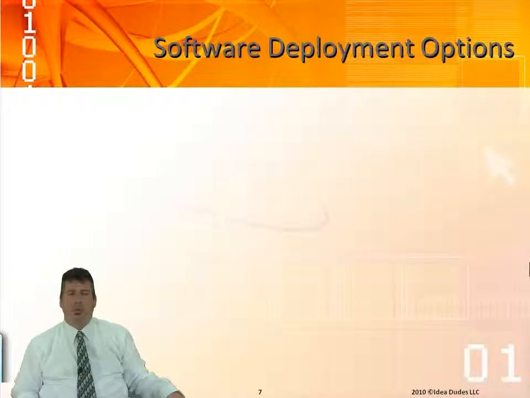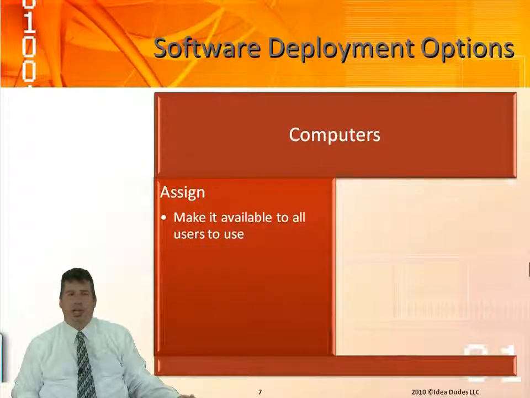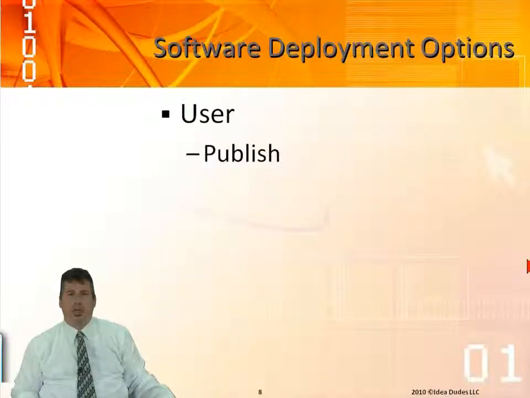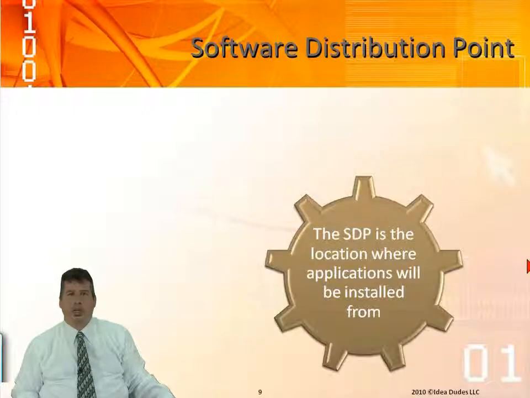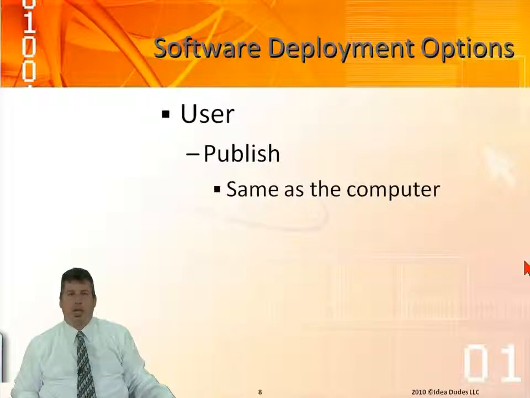And so when we look at software deployment options, there are different options that we do have. For computers, we can assign, making it available to all the users. Publish means make available based on an extension, make available through programs and features for install, not automatically installed on the machine. This is actually on the user, not the computer. The user publish is the same as the computer. And we can also assign to the user. Assigning to the user means that it's going to be available to every user that is on the computer.